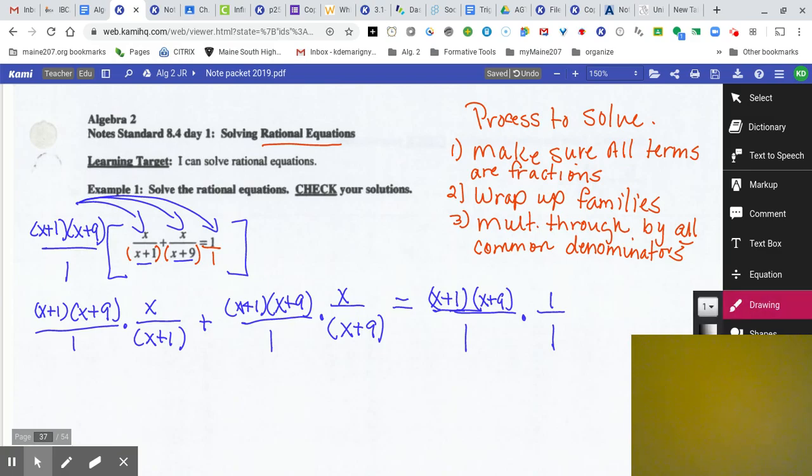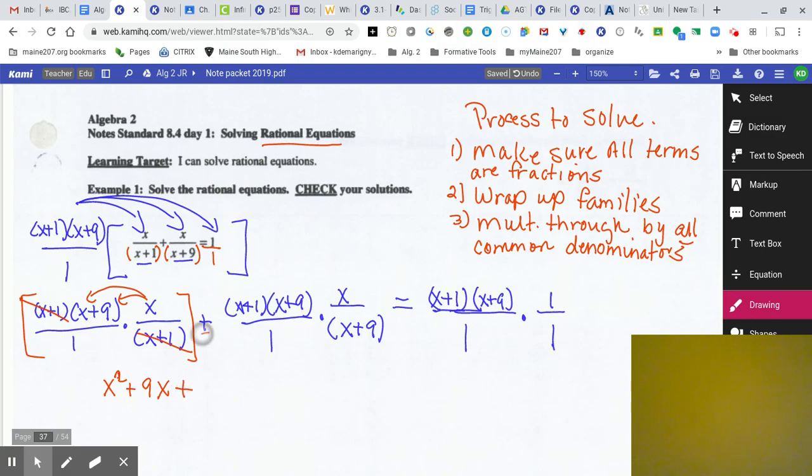All right, now watch what happens with each one of these. Whenever we choose them, we're back to being able to multiply just this little piece together. And you'll see that the x plus 1 takes out the x plus 1. And what's left is x times x plus 9. So I'm going to multiply x times x and get an x squared, and x times 9 and get a positive 9x. There is no more fraction. So we are doing what is called clearing the fractions.